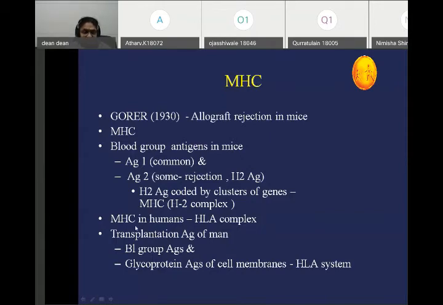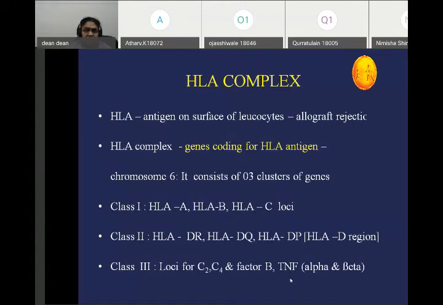So the major histocompatibility complex in man is called the human leukocyte antigen complex, or HLA complex, that includes genes which code for the HLA antigens. For transplantation, it is necessary to cross match between blood group antigens of the donor and recipient as well as the HLA antigens. These HLA antigens, or human leukocyte antigens, are present on the leukocytes. They are responsible for allograft rejection in man.